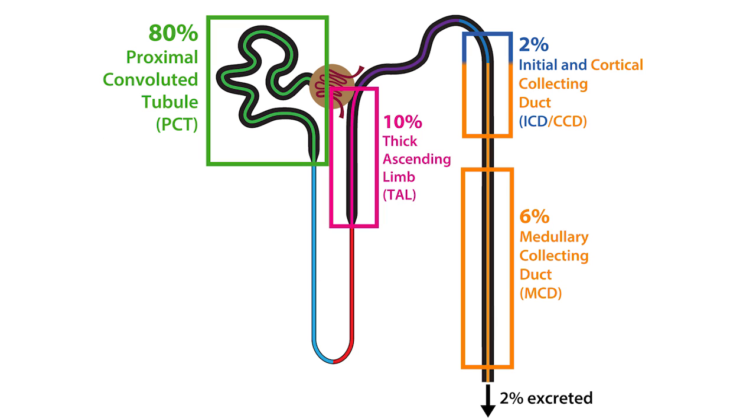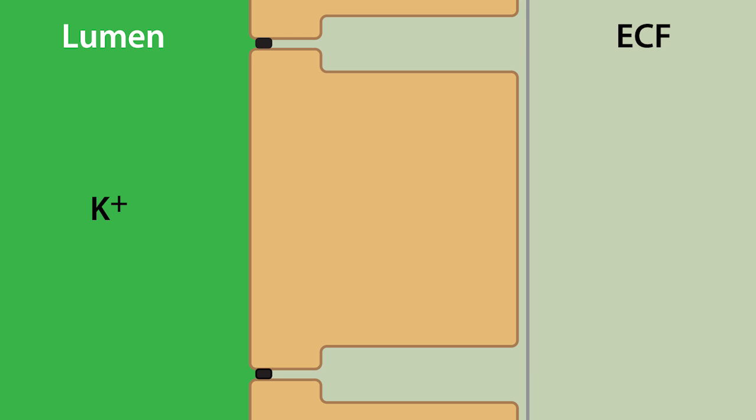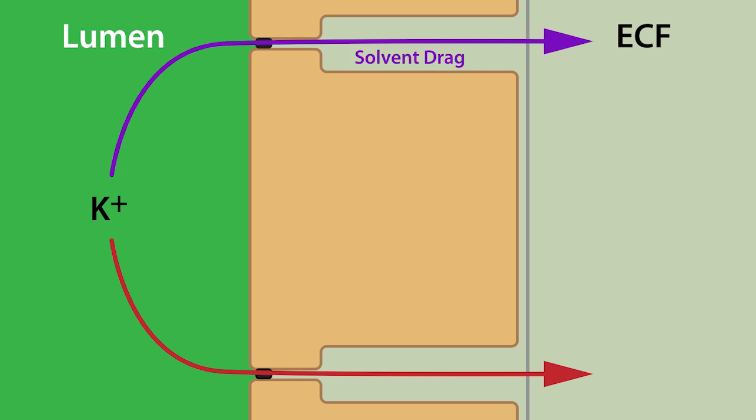Now, reabsorption of filtered potassium along the proximal convoluted tubule occurs paracellularly, driven by solvent drag in the early portion and a lumen positive potential in the late portion. Now, solvent drag accounts for most of the potassium reabsorption along the proximal convoluted tubule. And as a reminder, solvent drag along this nephron segment is dependent upon sodium reabsorption.